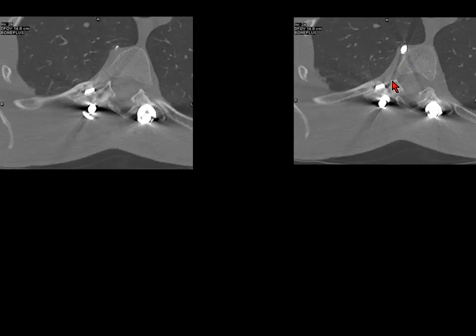So sometimes they can migrate, they can be misaligned, they can be introduced in a wrong position. This one, if you look at it, is penetrating through the lateral cortex of the vertebra and is impinging on the pleura. So whenever the patient breathes in and out, it hurts.